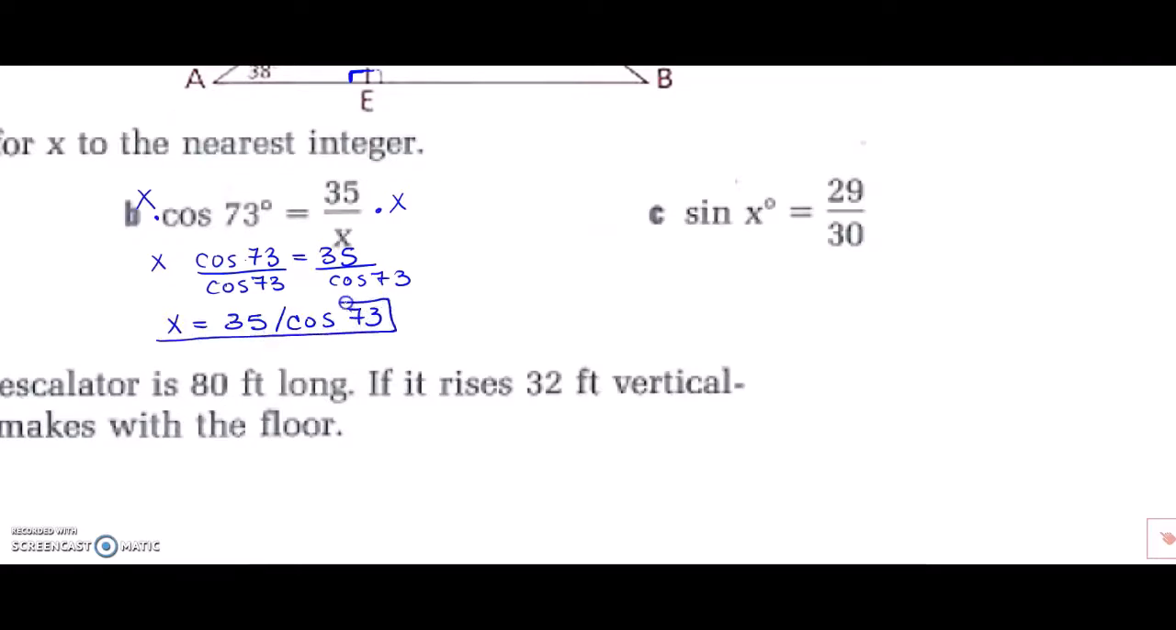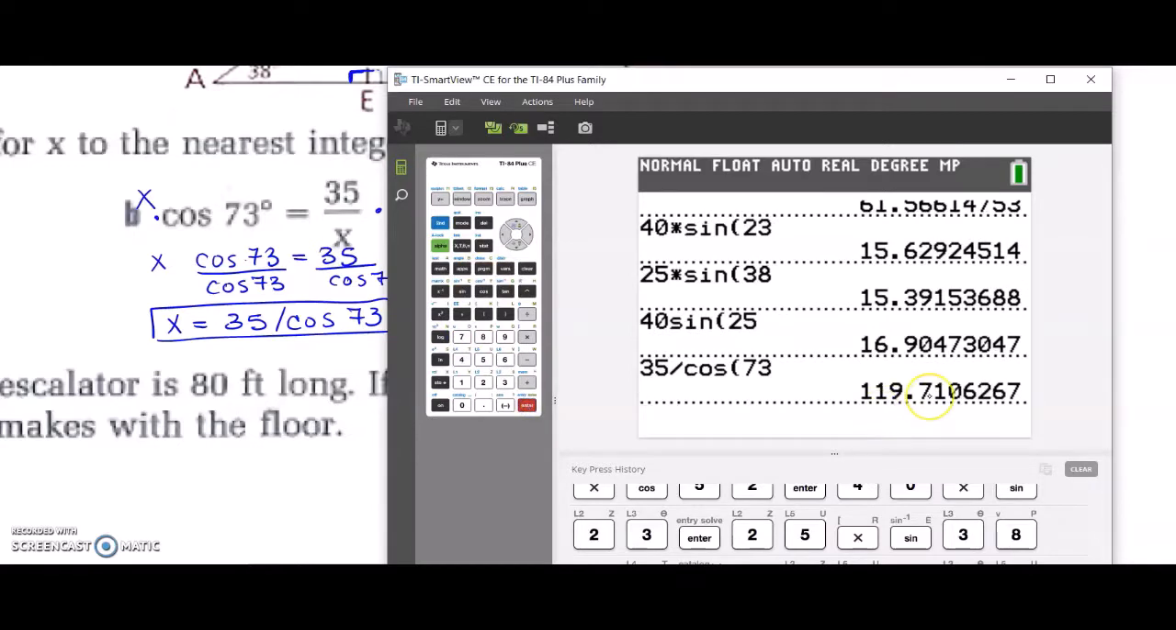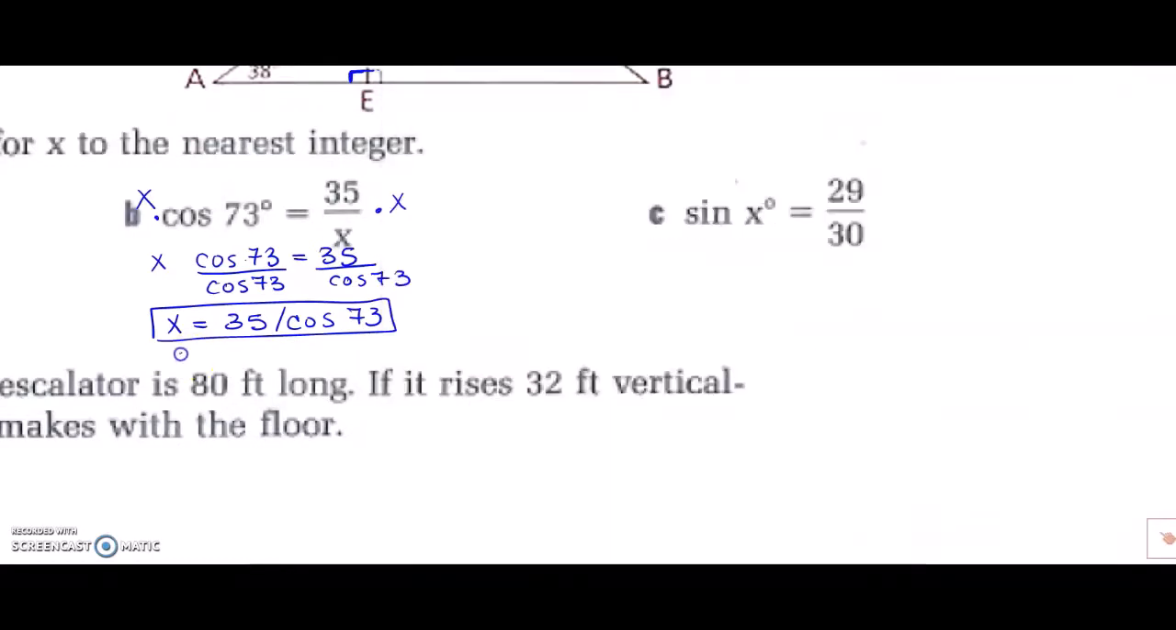Again, this is the calculator ready form where it's solved for x. And then I go over to the calculator, 35 divided by cosine 73, and I get about 120. Here I need to solve for x.